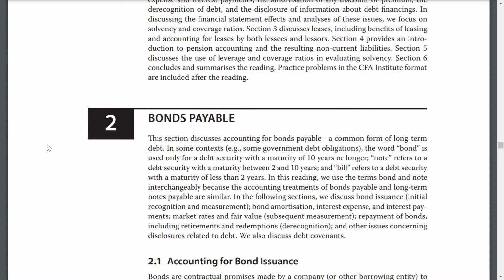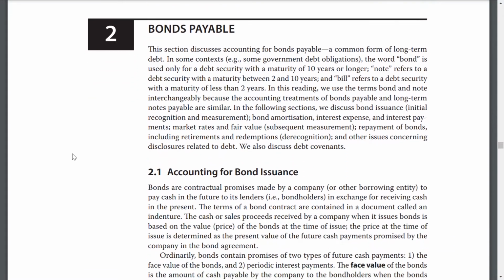Bonds payable. This section discusses accounting for bonds payable, a common form of long-term debt. In some contexts, the word bond is used for a debt security with a maturity of 10 years or longer. Note refers to a debt security with a maturity between 2 and 20 years, and bill refers to a debt security with a maturity of less than 2 years. In this reading, we use the terms bond and note interchangeably because the accounting treatment of bonds payable and long-term notes payable is similar.